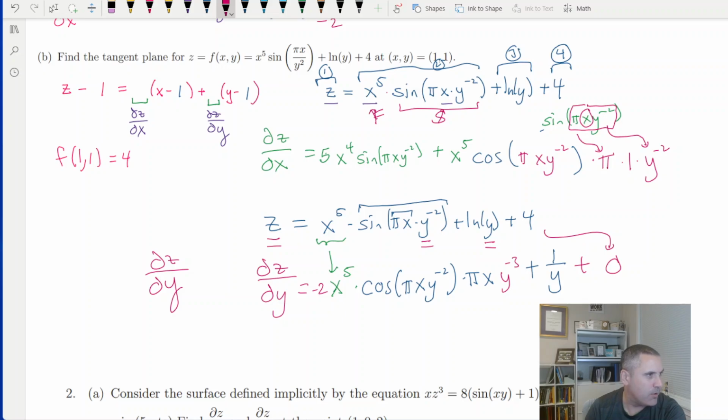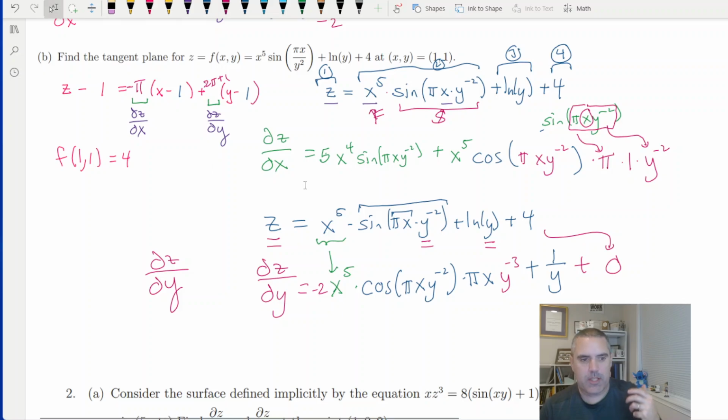I have that in my notes. This is from my fall 2018 exam. When you plug it in to x, you get negative pi. This is 0, so you get a negative pi here. And when you plug it in for y, you get 2 pi. Yeah, 2 pi plus 1. So this ends up being 2 pi plus 1.